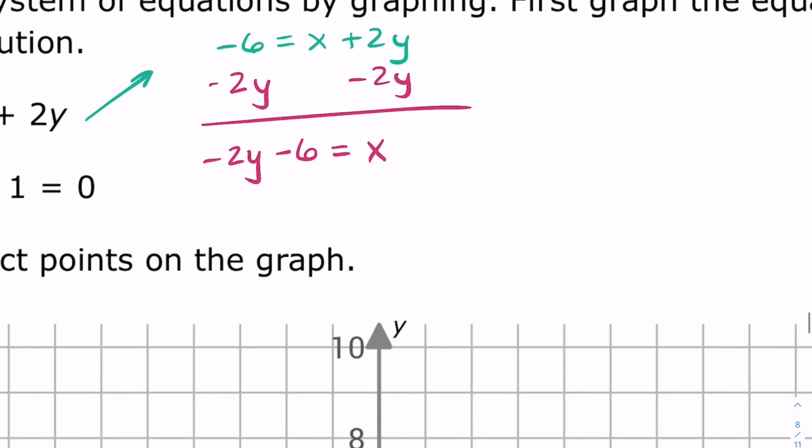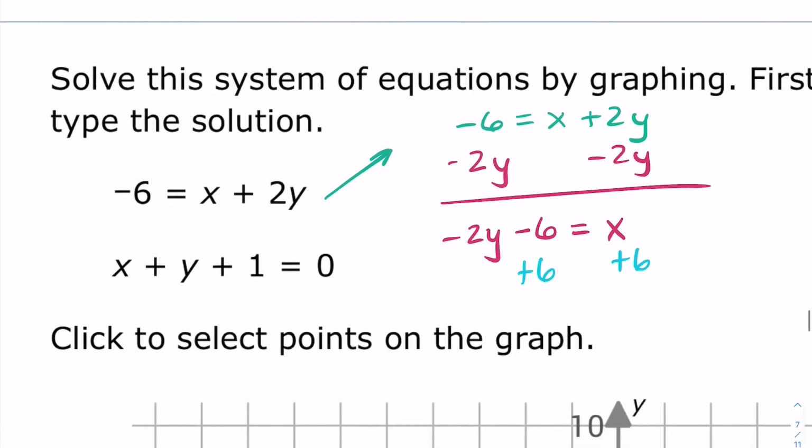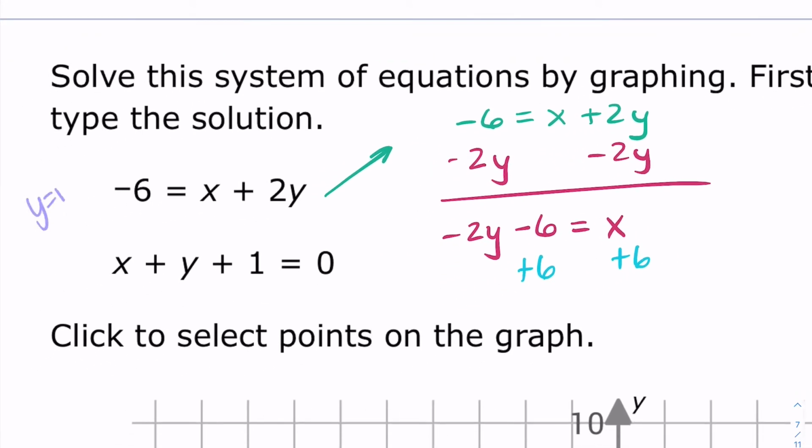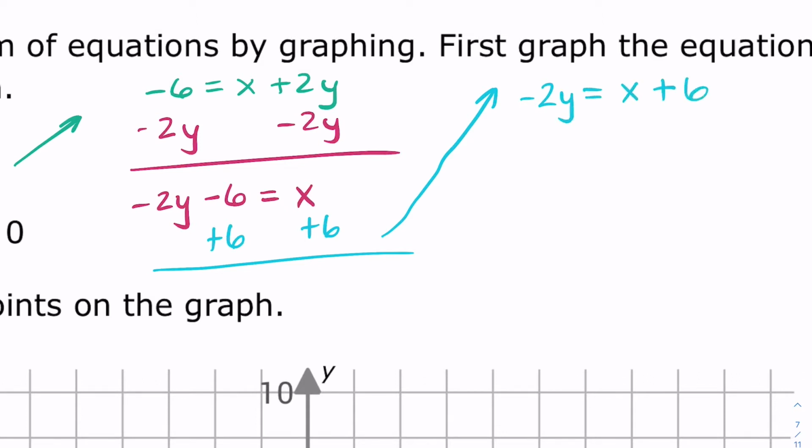The next thing I need to do is add 6 to both sides to move 6 over, because now I want to move all of my y's over to the left and all of everything else over to the right, because don't forget, I still want this to be in slope-intercept form, which is y equals mx plus b. I want my y's on the left side. I want everything else on the right. So after doing this, I'm going to get -2y on the left, and on the right, I'm going to get x plus 6. It's starting to look a little bit better.